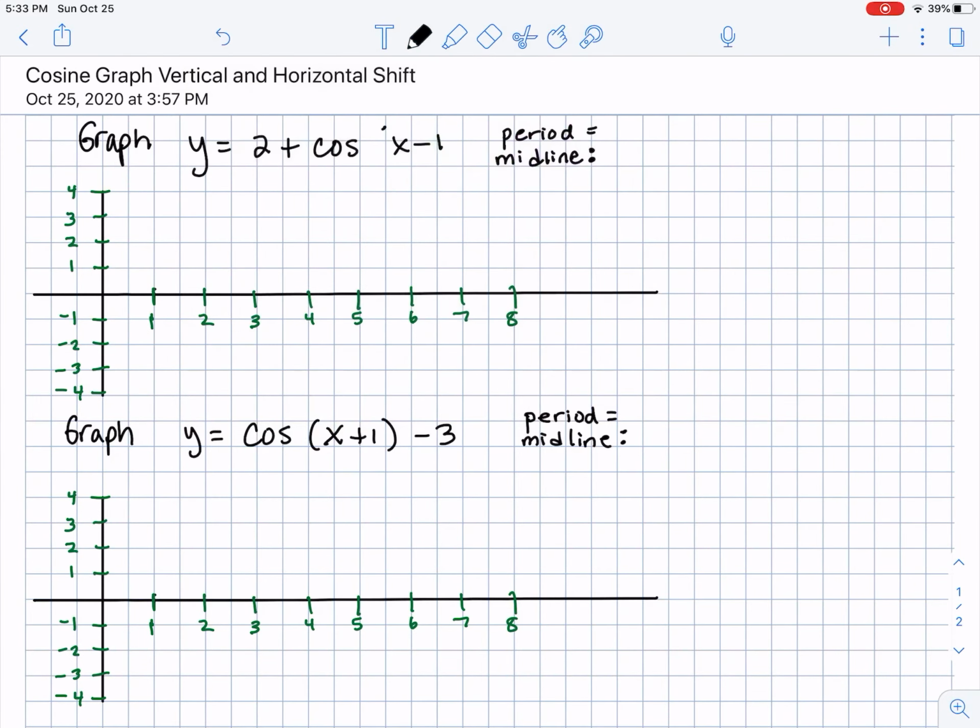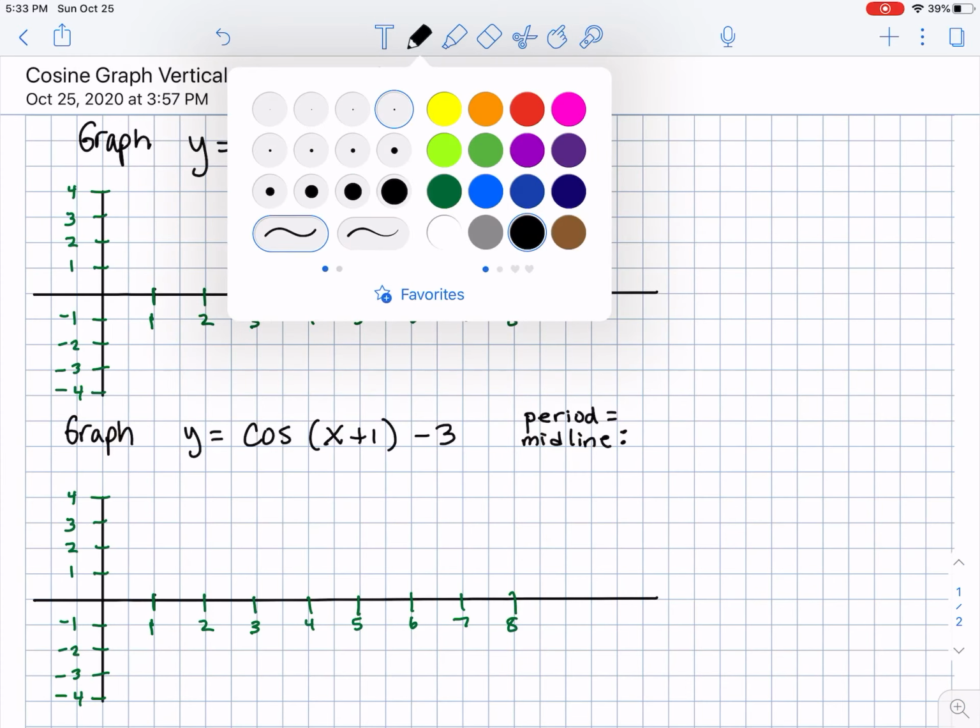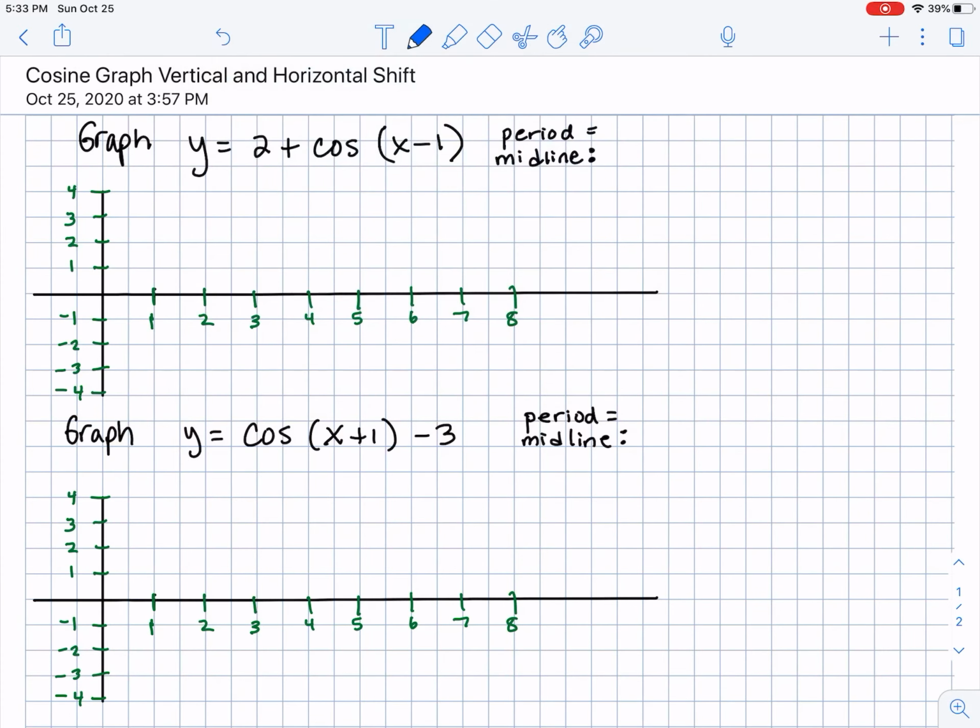So let's take a look at this function, y equals 2 plus cosine of the quantity x minus 1. So here's what I know with that, is that this x minus 1 indicates that the graph of the cosine function is moving right 1. And then this 2 plus would indicate that vertical shift of up 2.